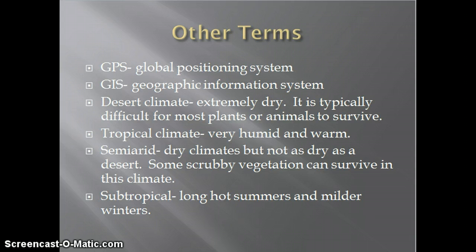Semi-arid is the next type of climate. It's a dry climate, not as dry as a desert, but still fairly dry. It's a climate that can be home to some scrubby vegetation. Those types of things can survive in a semi-arid climate. Subtropical is the last one, and it's a climate where there are usually long, hot summers and milder winters.